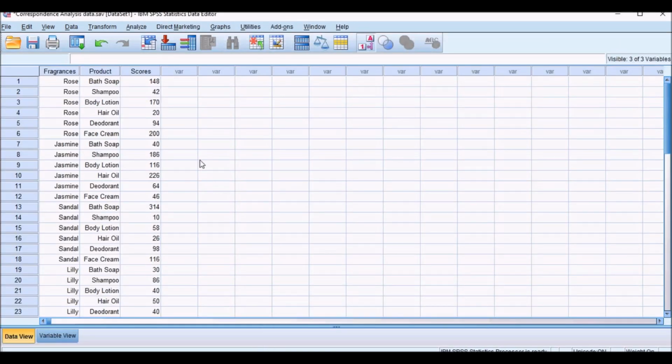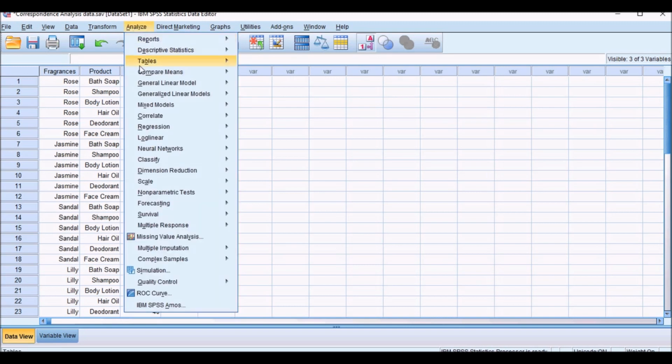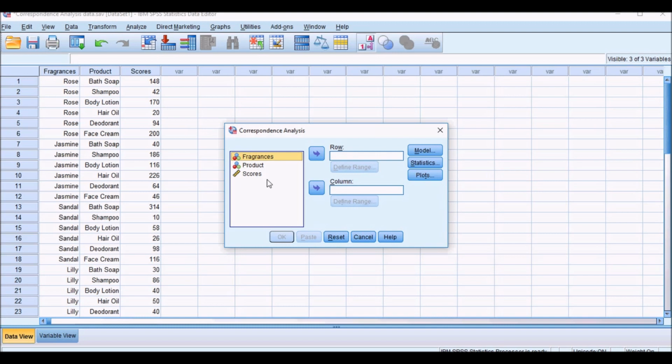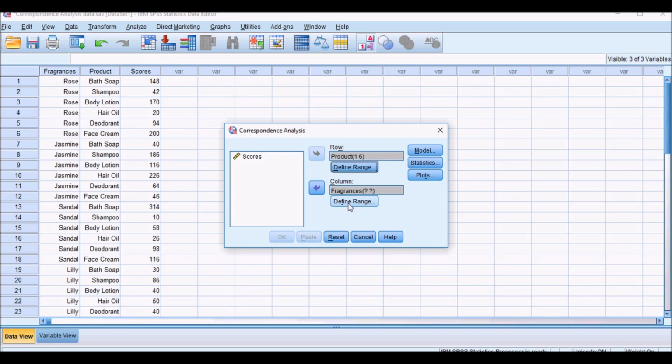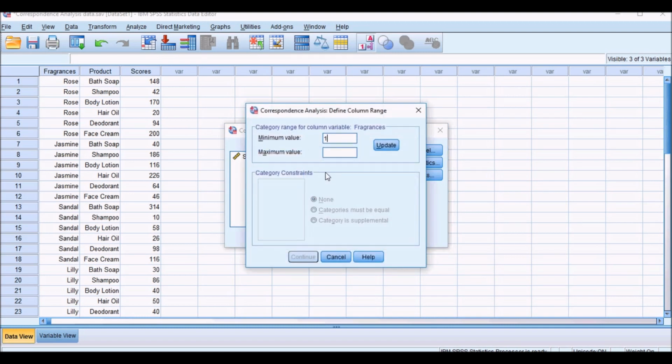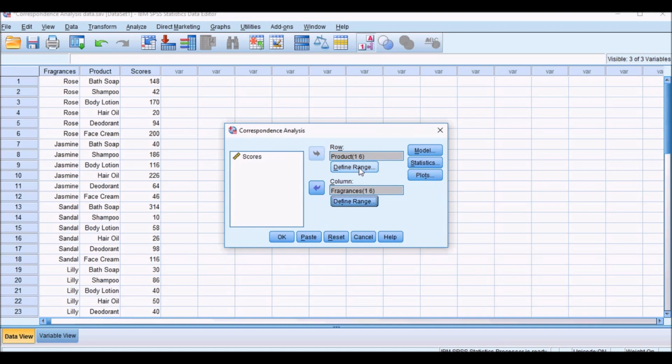Now we'll start the correspondence analysis. We go to Analyze, Dimension Reduction, Correspondence Analysis. In this, product we take as row, and fragrances as column, because we want to know the relationship between product and fragrances. Define the range: product has 6 values, 1 to 6, minimum and maximum. Update it, continue. In the same way, for fragrances also, we define the range 1 to 6, update it, continue. This is a simple setting we did: row as product and column as fragrances.